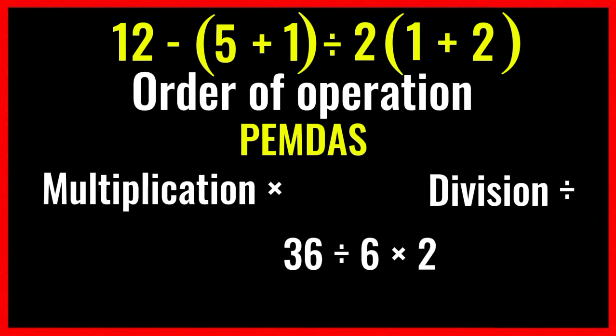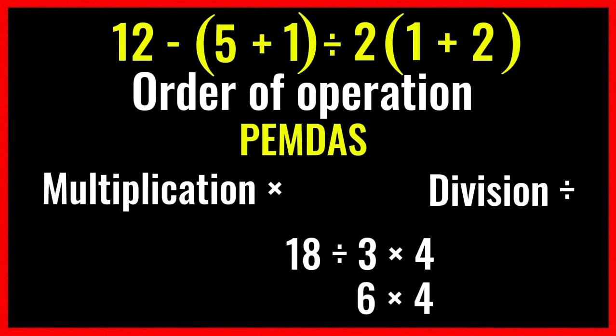Here's another example. 36 divided by 6 times 2. Again, start from the left. 36 divided by 6 equals 6. Then, 6 times 2 equals 12. Here's one more. 18 divided by 3 times 4. Start from the left. 18 divided by 3 equals 6. Then, 6 times 4 equals 24. Notice the pattern? Always work from left to right.